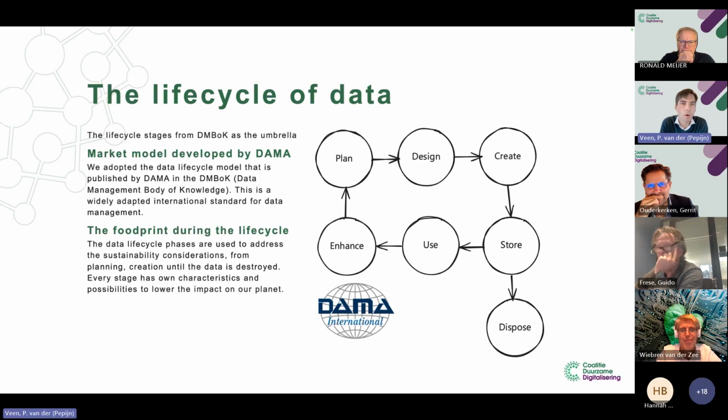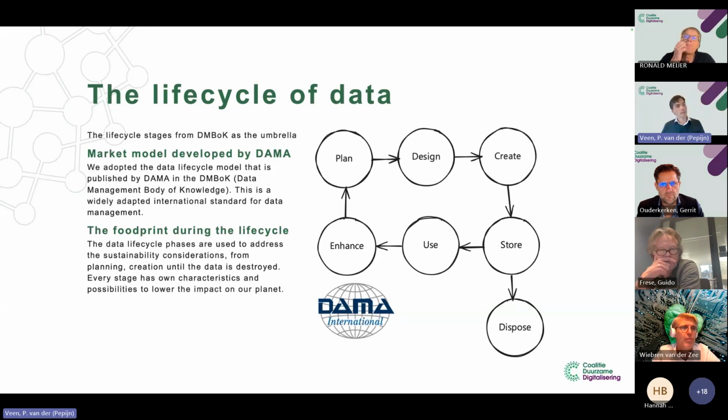That is published in DMBOK, to look at the whole life cycle of data, from planning to, in the end, disposal of data. I will go very shortly through the model. I don't know who is familiar with data management in general, but DAMA is a well-known institute with a lot of different groups in different countries contributing to all kinds of publications like DMBOK. It's the Data Management Body of Knowledge. That's quite a thick book. So if you want to read something on data management, it's available in Dutch and in English.